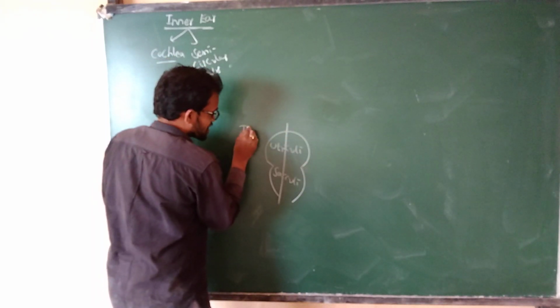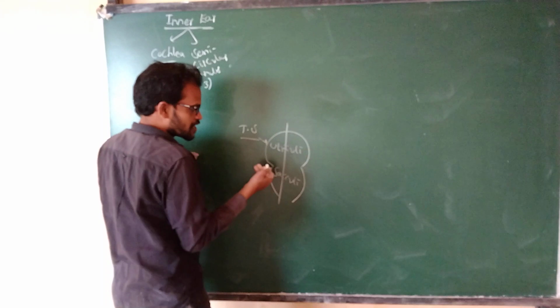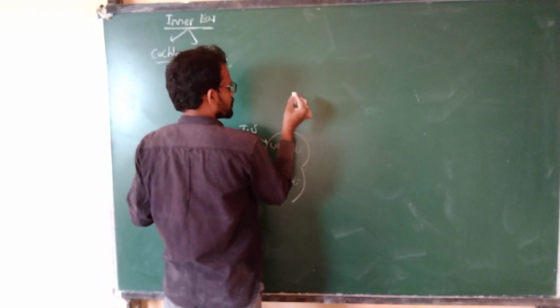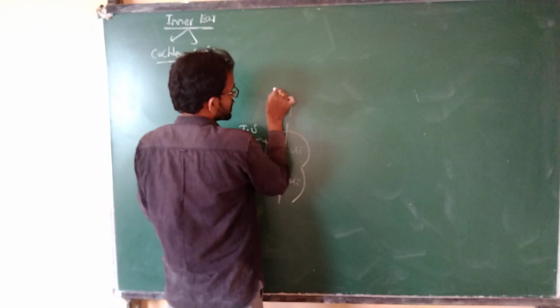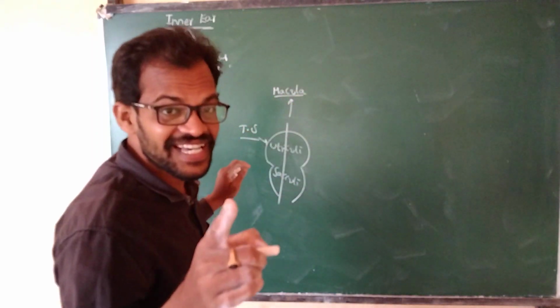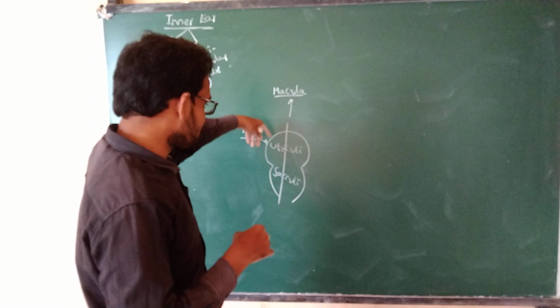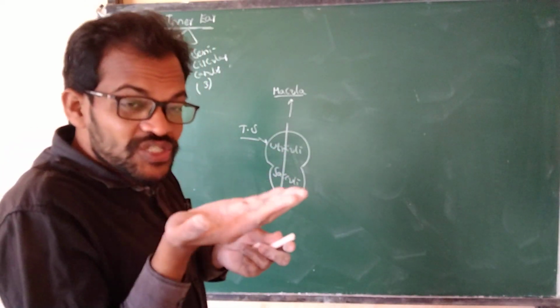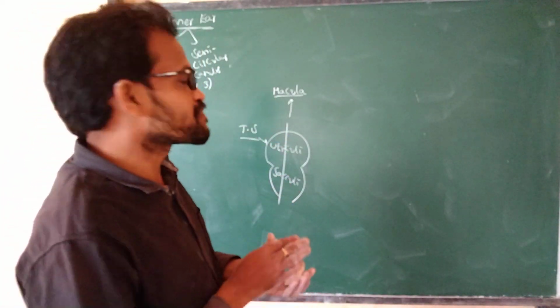If you observe the transverse section of the utriculus and sacculus, it consists of macula sensory cells. What are these cells? Receptor cells, the macula receptors. The transverse section of the utriculus and sacculus consists of macula receptor cells.